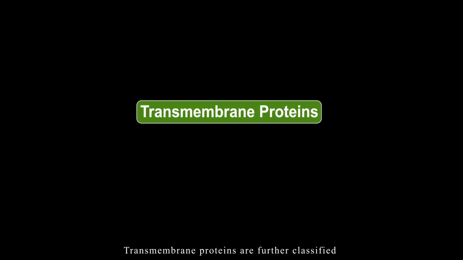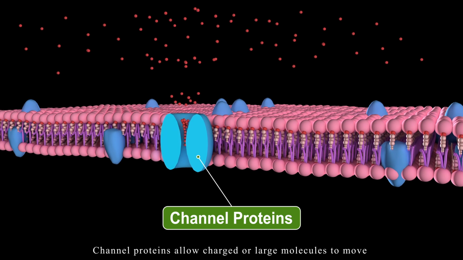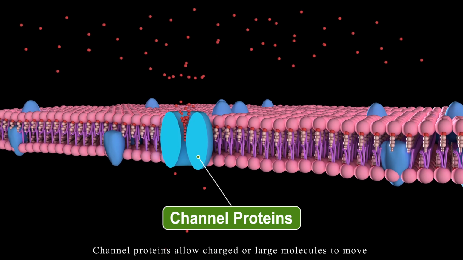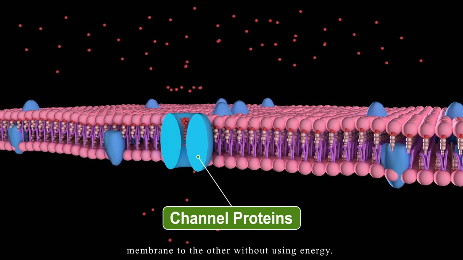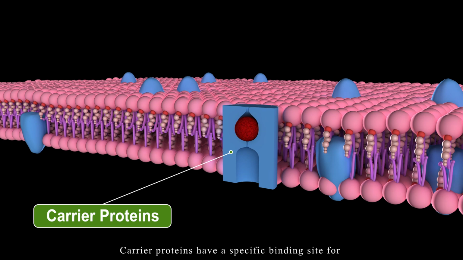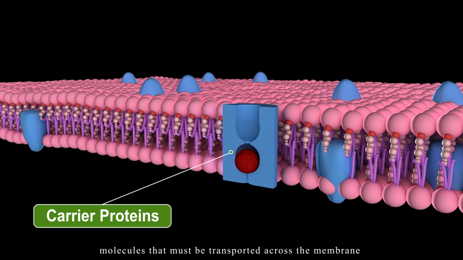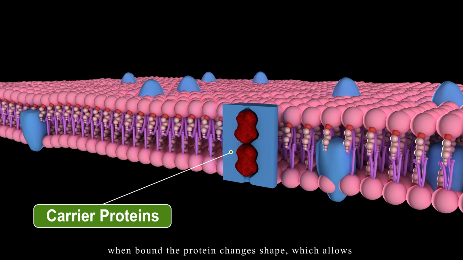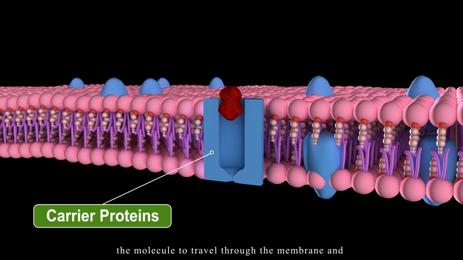Transmembrane proteins are further classified into channel and carrier proteins. Such proteins play an essential role in the transport of substances into and out of the cell. Channel proteins allow charged or large molecules to move down their concentration gradient from one side of the membrane to the other without using energy. Carrier proteins have a specific binding site for molecules that must be transported across the membrane. When bound, the protein changes shape, which allows the molecule to travel through the membrane and be released on the other side.